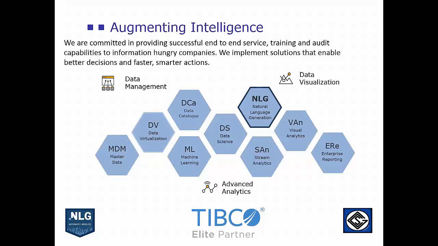There are 3 main areas of data architecture that create a master solution. Data management, bringing together master data, data virtualization, and data catalogs. Then we have advanced analytics, which is about machine learning, data science, and streaming analytics. And then finally, we have data visualization that brings together natural language generation, or NLG, visual analytics, and enterprise reporting.